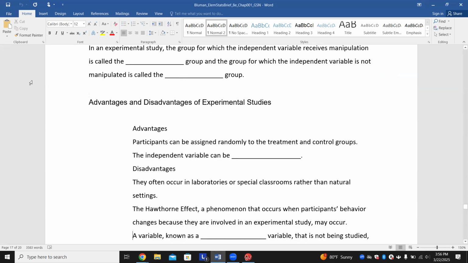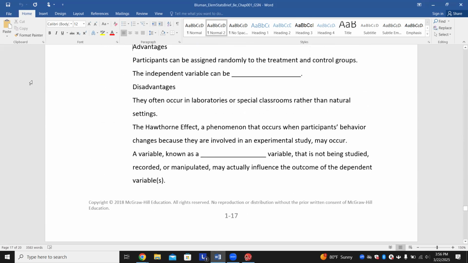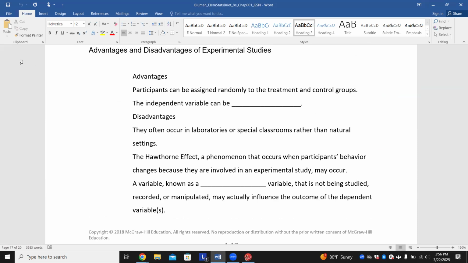And then, of course, there are advantages and disadvantages for experimental studies on why you would want to do it versus an observational study. So, advantages: participants can be assigned randomly to treatment and control groups, and the independent variable can be manipulated. That's the advantage. I can literally pinpoint one variable, change it, and see if that change did anything to the data. Disadvantages, though: they often occur in laboratories or special classrooms rather than natural settings. So they call this the Hawthorne effect, a phenomenon that occurs when participants' behavior changes because they are involved in an experimental study.